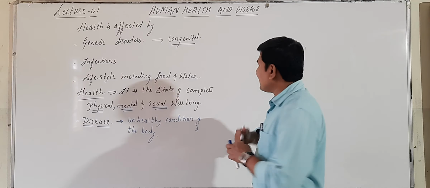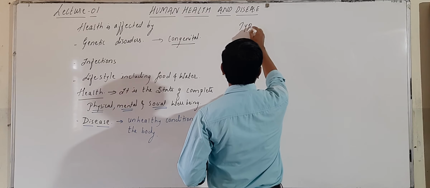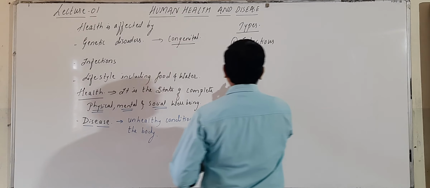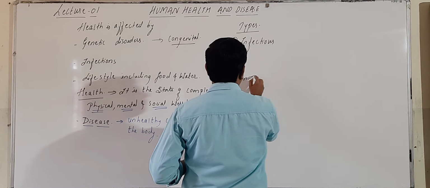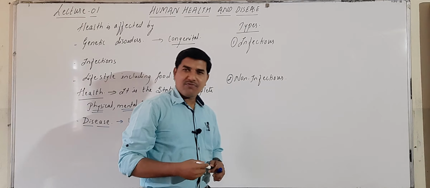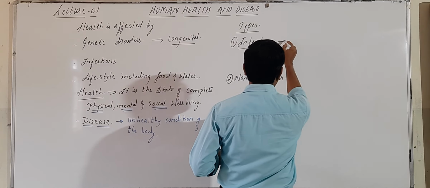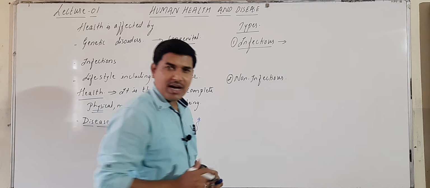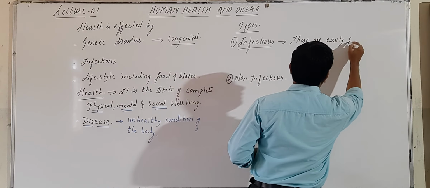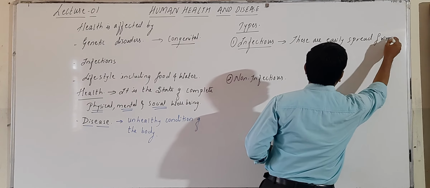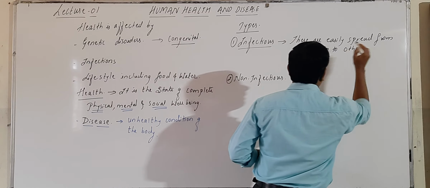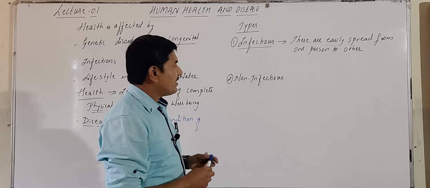Okay. Then let us go to the types of disease. In the types of disease, first we have infectious disease, and second we have non-infectious disease. These are the two different types of diseases. Now what are infectious diseases? Infectious diseases are those which are easily spread from one person to another person.